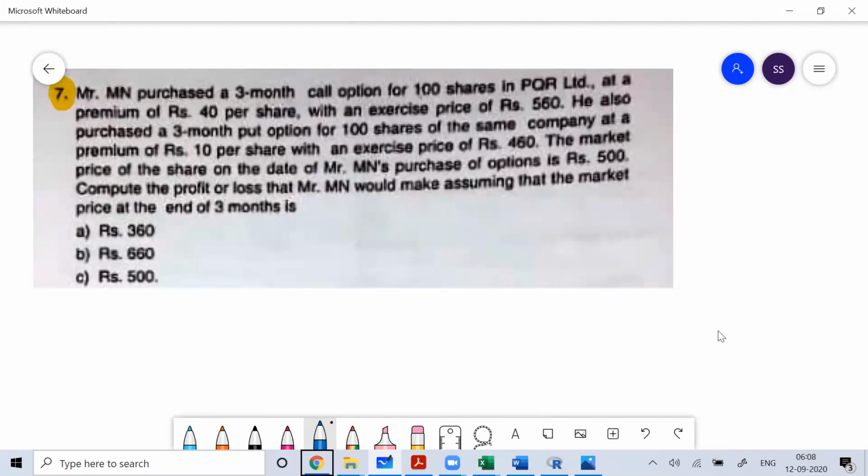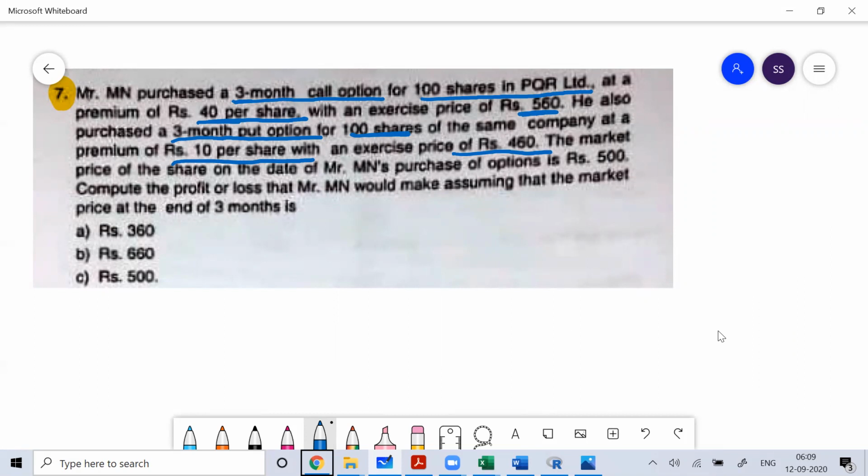So now you can see, Mr. MN purchased 3 month call option for 100 shares of PQR Limited at the premium of 40 rupees per share with an exercise price of 560 rupees. He also purchased 3 month put option for 100 shares of the same company at premium of 10 rupees per share with exercise price of 460 rupees.